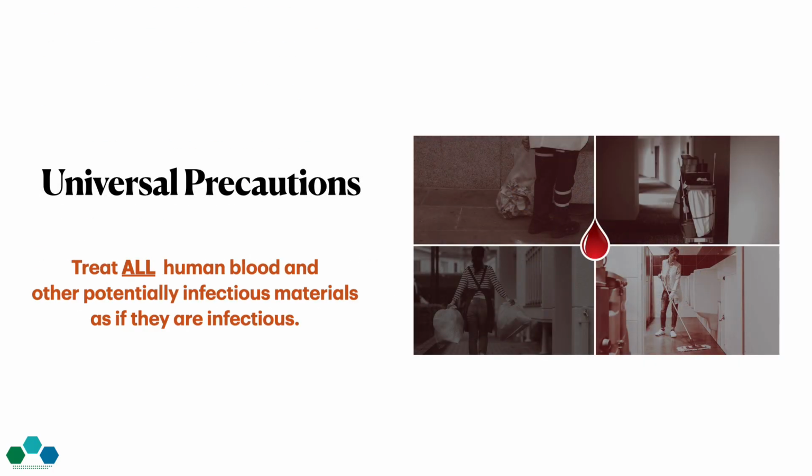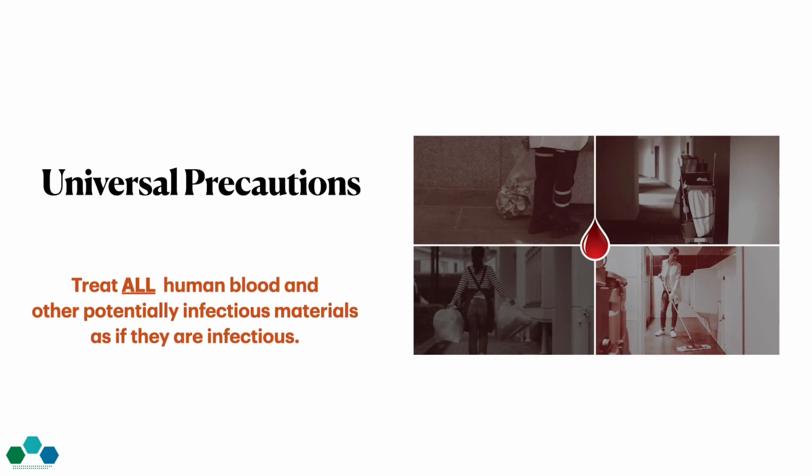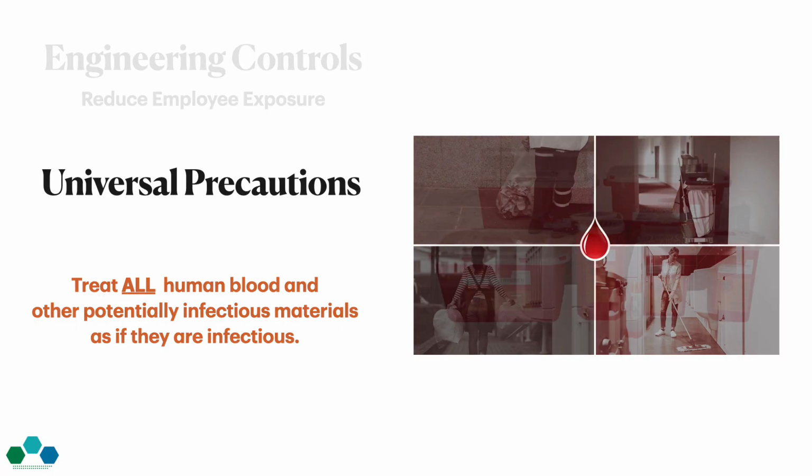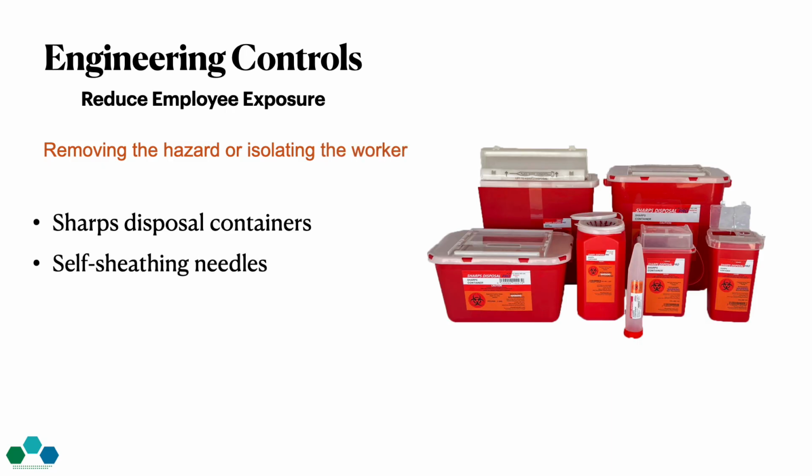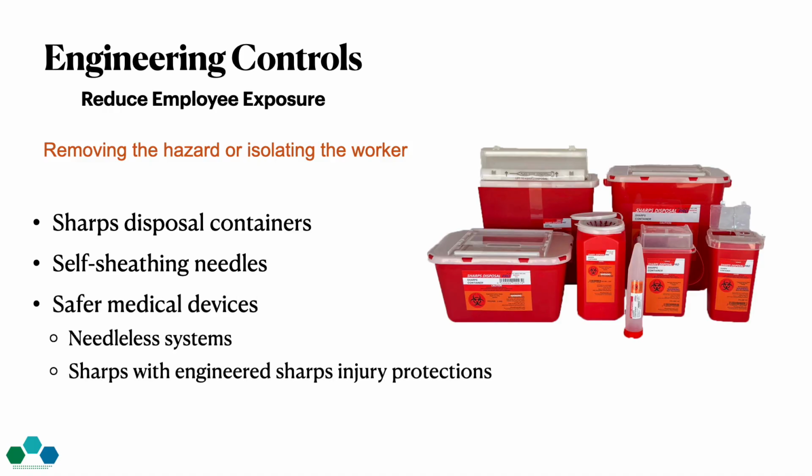Universal precautions means that we need to treat all human blood and other potentially infectious materials as though they are infectious. Engineering controls mean that we should remove the hazard or isolate it, such as using sharps disposal containers, self-sheathing needles, and safer medical devices, such as needleless systems.